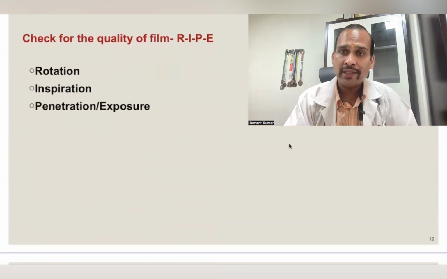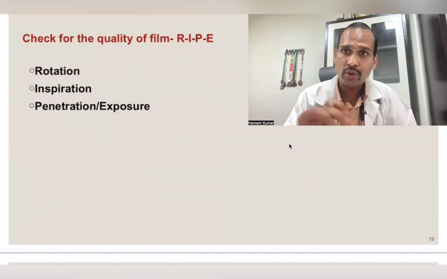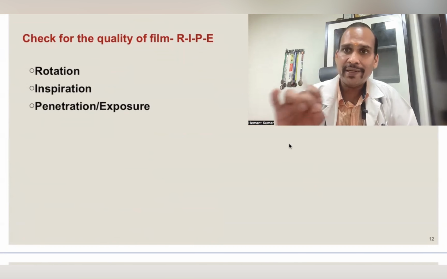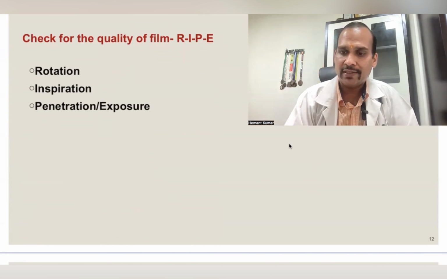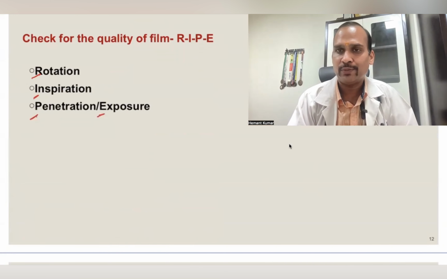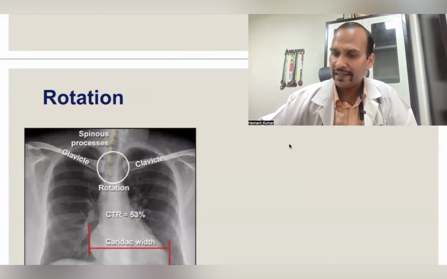Now, whenever you are holding an X-ray, you have to check the quality, whether this X-ray is good or not. If you interpret a bad X-ray, then you will end up with a wrong diagnosis. So three things you have to check. You have to check rotation, you have to check whether the film is inspiratory or expiratory, and you have to check penetration or exposure. The mnemonic is RIP. RIP looks so bad, so I add PE also. So RIPE: Rotation, Inspiratory or expiratory, and Penetration or Exposure. So these are the three things we have to see to interpret an X-ray.